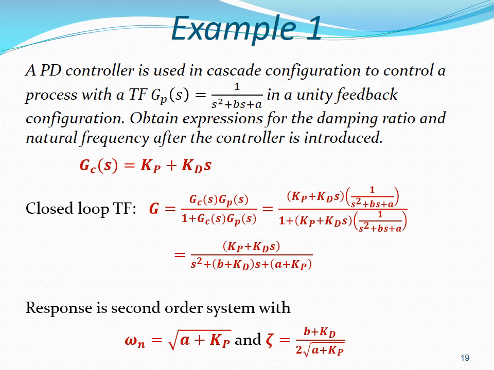If we're given the values of A and B in the TF, and we wanted the undamped natural frequency and the damping ratio to be certain values, we're going to be able to work out the values of Kp and Kd, and therefore the TF of the controller.